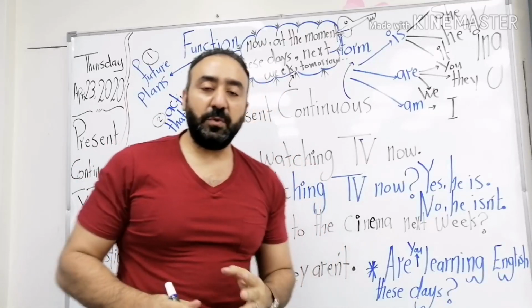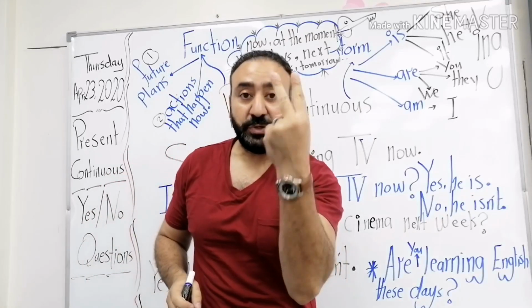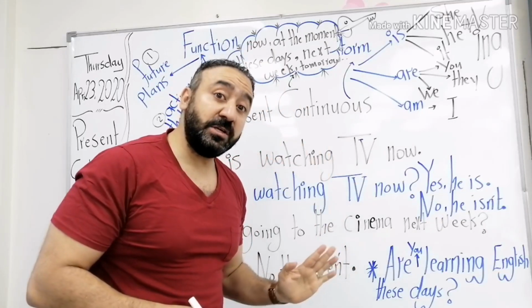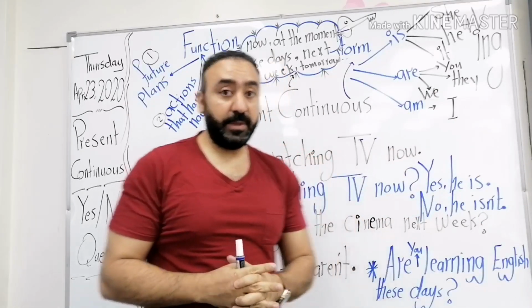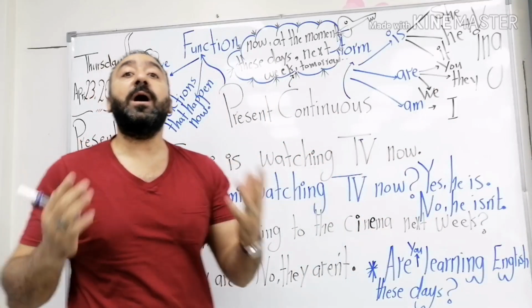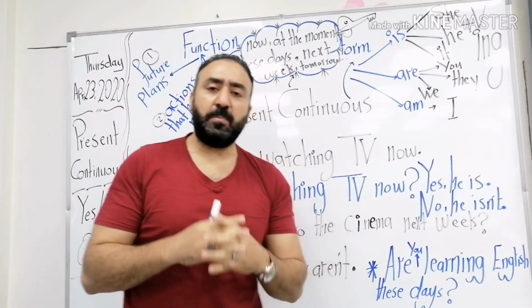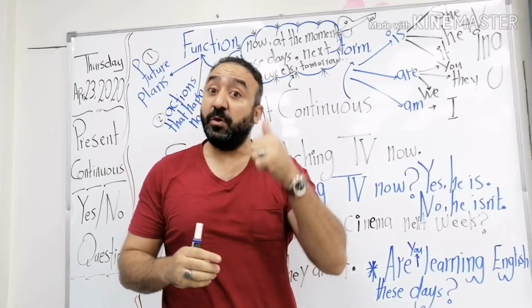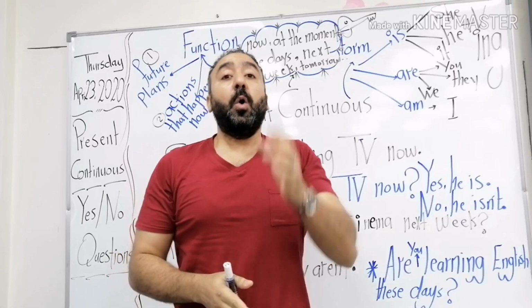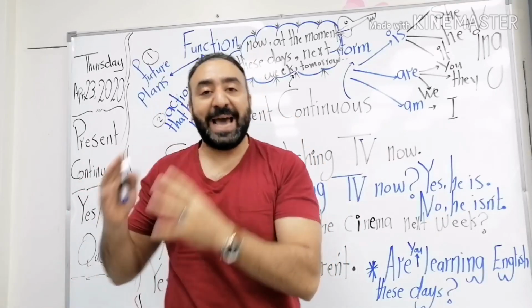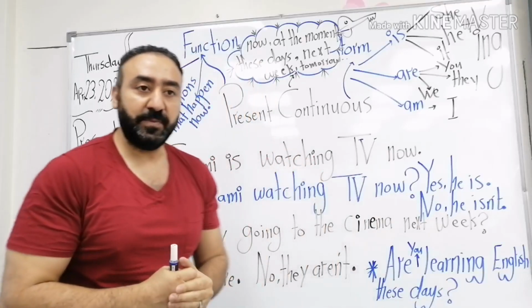As usual, you have to know that when we want to learn any new tense, we have to remember two things: function and structure. I mean the form. Function means why we use this tense. Generally speaking, we use the present continuous to talk about future plans. Yeah, we can use it to talk about the future. Or we can use it to talk about the actions that are happening right now or these days.